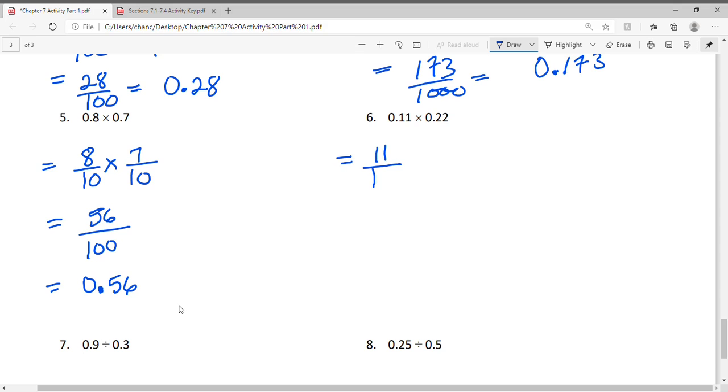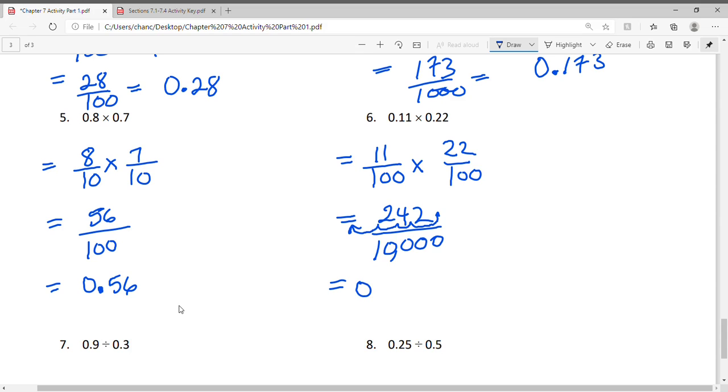0.11 is 11 over 100, and we're going to multiply that by 0.22, which is 22 over 100. 11 times 22, what is that? That's equivalent to 242, and 100 times 100 is equivalent to 10,000. If I divide 242 by 10,000, I need to move this decimal 4 times to the left. That's 1, 2, 3, 4. That's 0.0242. So in some ways, converting it to a fraction is a lot easier than actually multiplying it out.